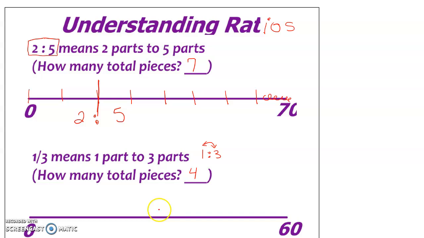And we can check it down here. So if I say there are 4 total pieces, let me break this into 4 pieces and see if I can make that ratio. I've got 4 pieces. Can I break it into a ratio of 1 to 3? Well, here's 1 part. This is where I'm breaking it. And there are indeed 3 parts on the other side.